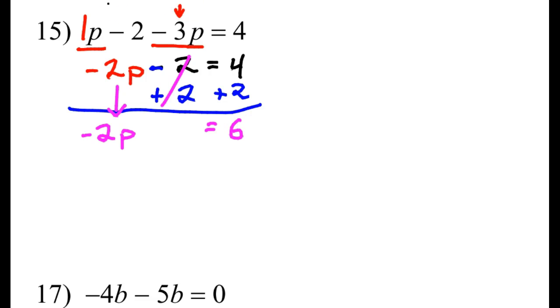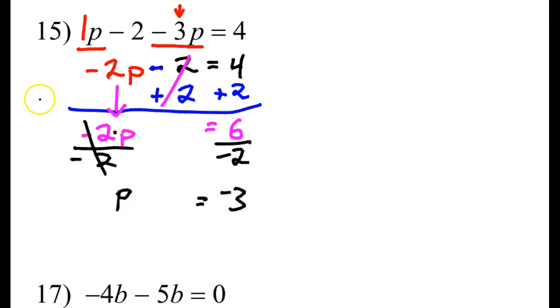All right, what's next? Divide by? Yeah, this is multiplying by negative 2, so I'm going to divide by negative 2. Equals 1. All right, those cancel out. What's 6 divided by negative 2?